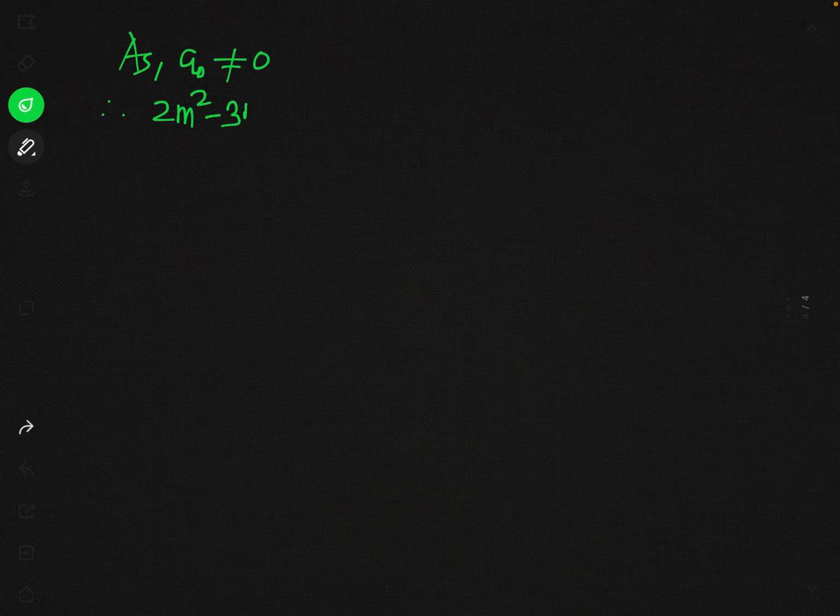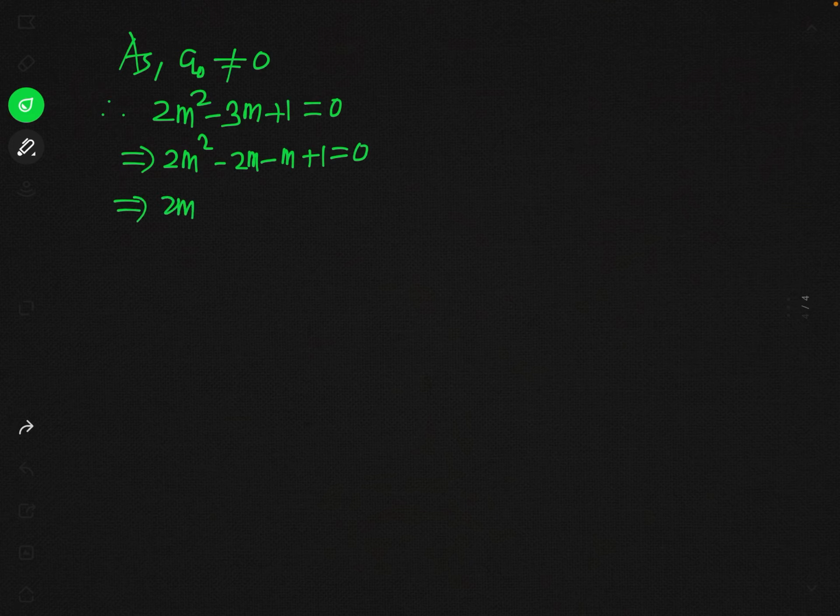2m square minus 3m plus 1. This will be equal to 0. And you can see I can write this 2m square minus 2m minus m plus 1 equal to 0.